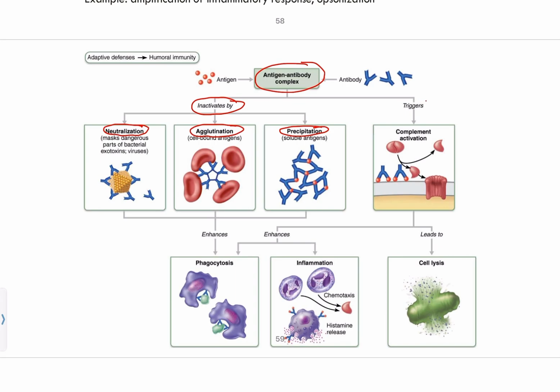We can also trigger with this complex complement activation, and what they're showing you here is C3, which we've already talked about, being lysed into C3b, which is going to basically polymerize and form the MAC complex that we talked about, which is a pore in the plasma membrane of the microbe, essentially causing lysis. The other component from the lysis would be C3a, which can go on to help enhance inflammation.